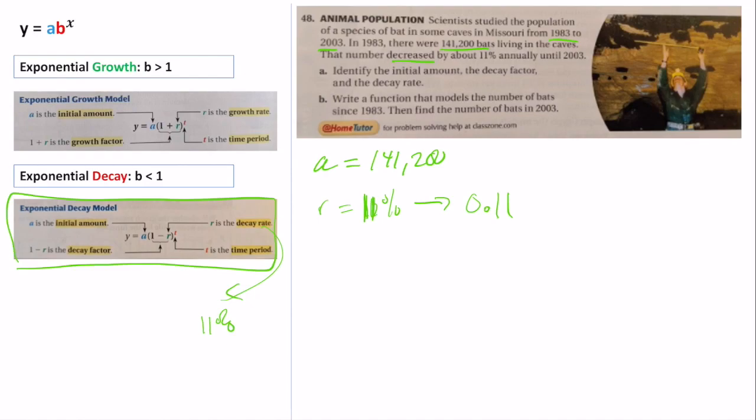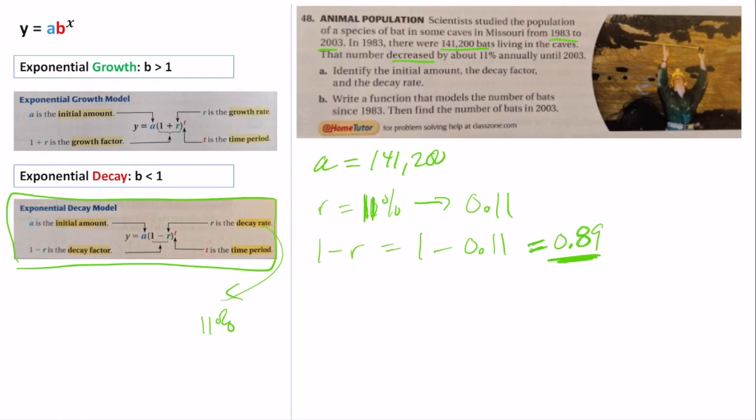And then I'm just going to go ahead right now, and I know I want my 1 minus R, so it's 1 minus 0.11. And that's just 89% or 89 cents. And that makes sense, right? Because if you're going down by 11%, then after a year, you'd have 89% of whatever you started with. Think about money. If you had $1 and you lost 11 cents, you would have 89 cents at the end of that year, or 89% of what you started with.